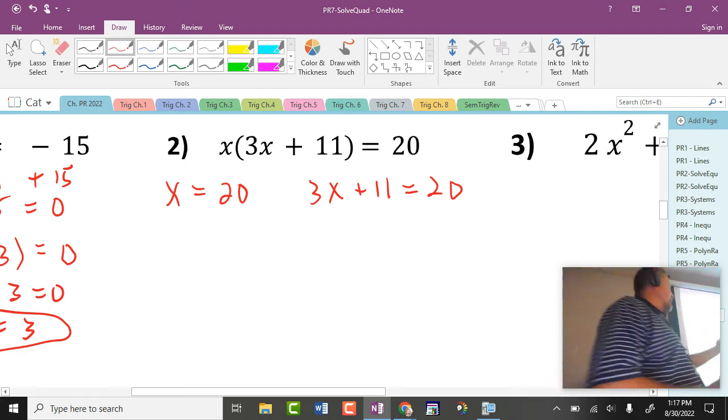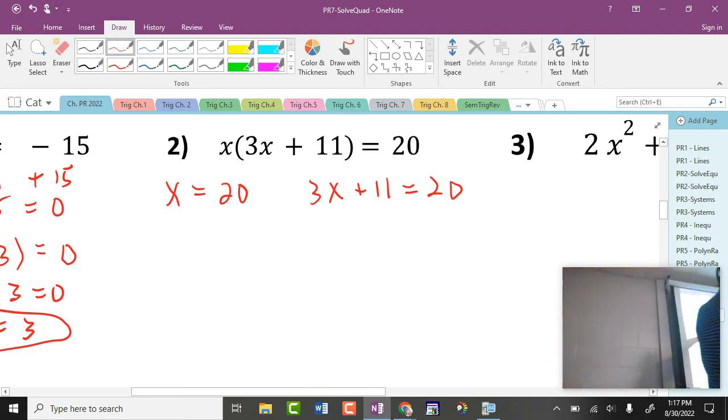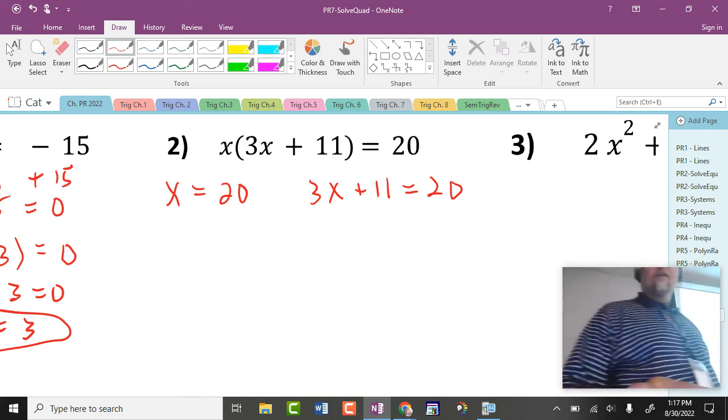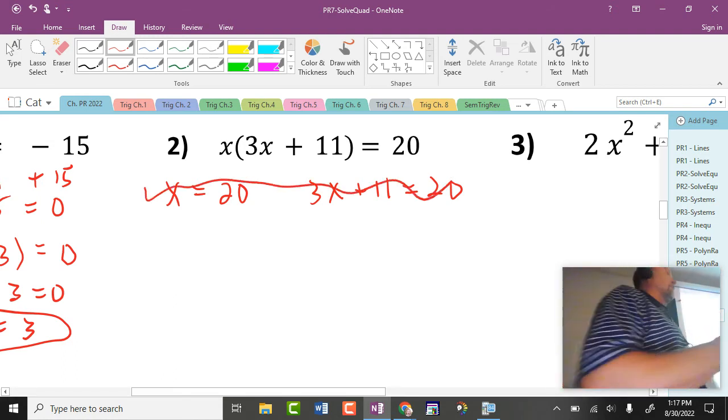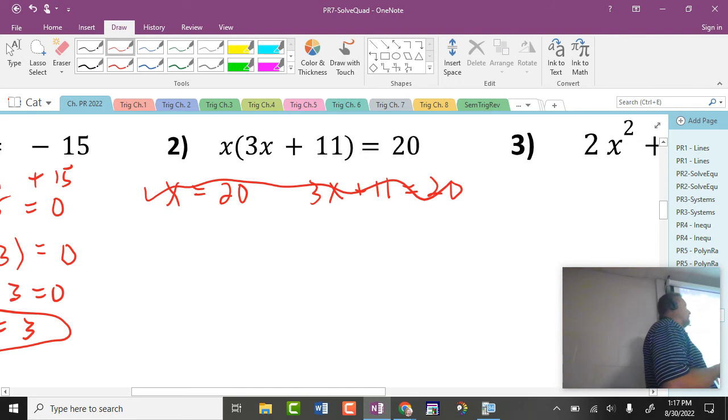Heck no. First of all, you'd say x equals 20. So I plug in 20. 20 times 3 times 20 plus 11. Does that equal 20? Yes or no? No. So I do that every year. Some people get goofy like that and make up a rule.